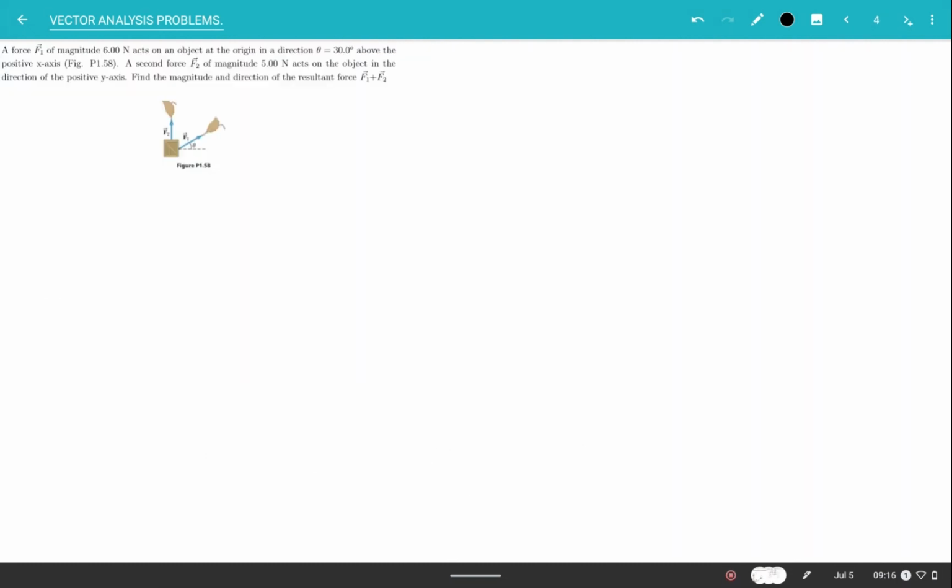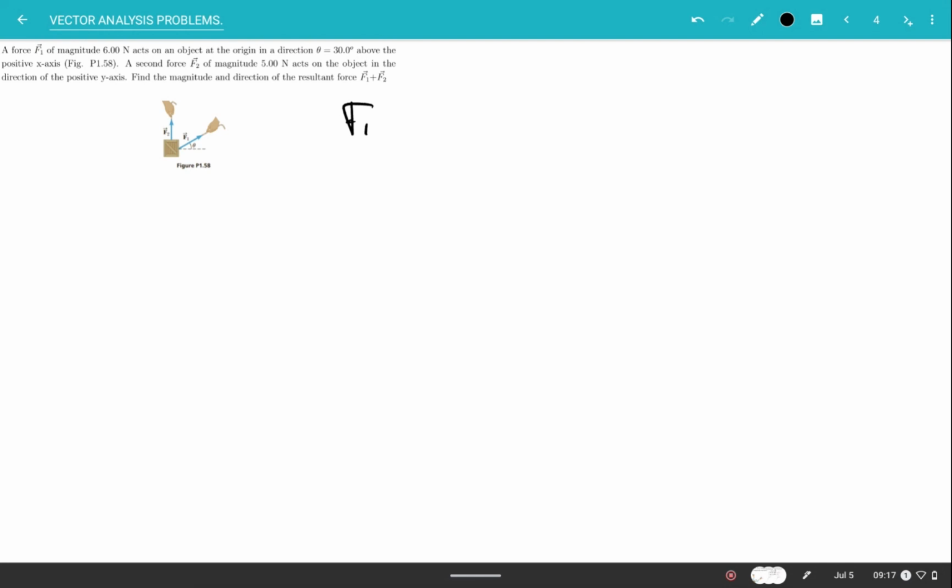Alright, so for this problem it says a force F1 of magnitude 6 acts on an object at the origin in a direction theta, which is 30 degrees above the positive x-axis, as you can see in this figure. Alright, so it says a second force F2 of magnitude 5 acts on the object in the direction of the positive y. Find the magnitude and the direction.